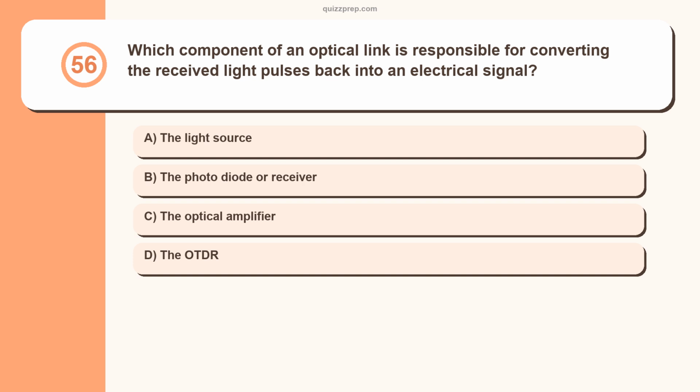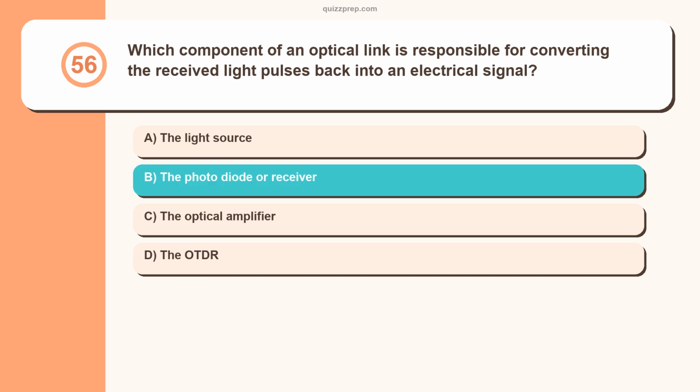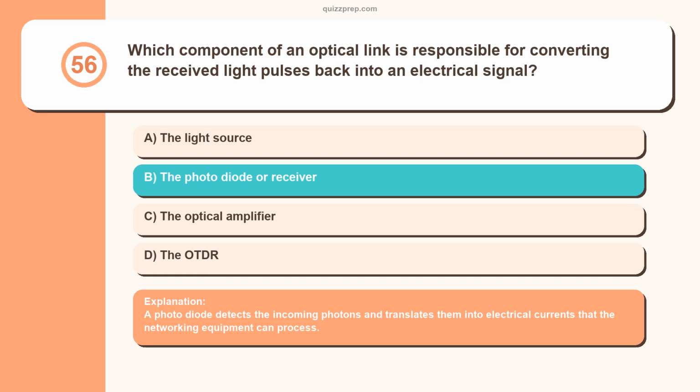Question 56. Which component of an optical link is responsible for converting the received light pulses back into an electrical signal? The light source, the photodiode or receiver, the optical amplifier, the OTDR. A photodiode detects the incoming photons and translates them into electrical currents that the networking equipment can process.